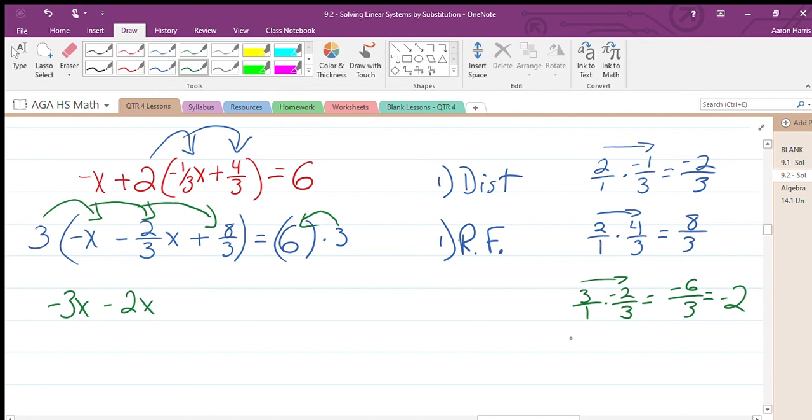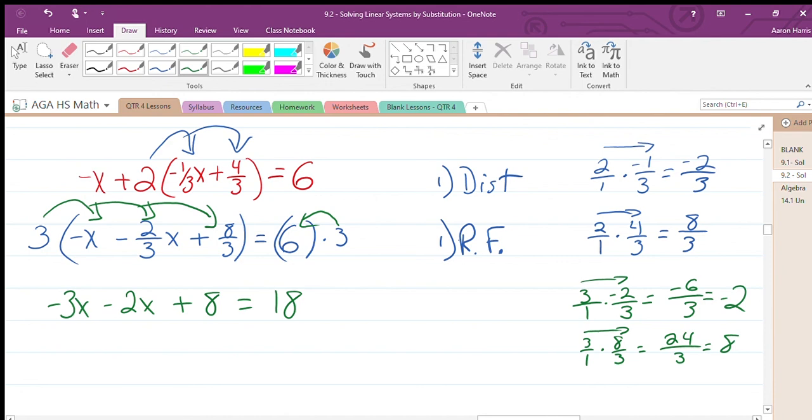Same thing for the other one. I can put 3 over 1, multiply it by 8 over 3. How do you do it? Straight across. 3 times 8 is what? 24. 1 times 3 is 3. What is 24 divided by 3? You got it. 8. So I get plus 8 equals, what's 6 times 3?